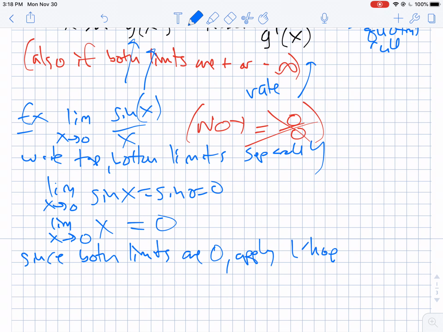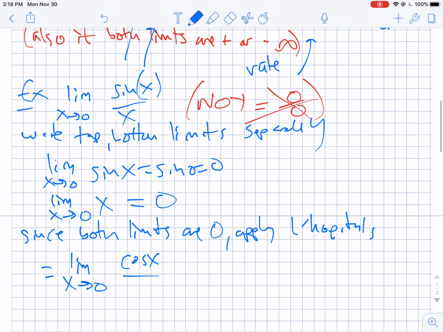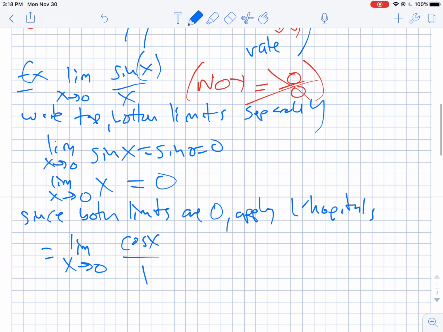Here's what L'Hopital's rule says. This whole limit is equal to the limit as x goes to 0 of, we take the derivative of the top, and get cosine x. We take the derivative on the bottom, and we get 1. Now we can simply plug in, and we're going to get cosine 0 over 1, which is 1. So that's how we got the answer we expected from the graph.